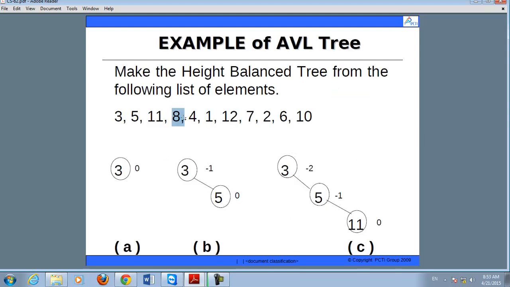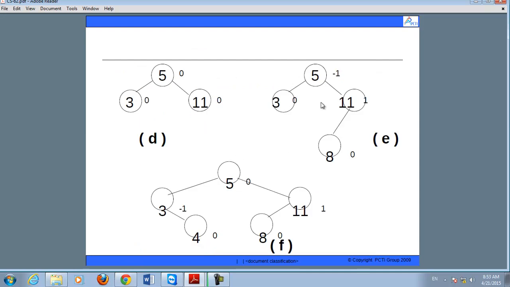Now after 11 you have to insert 8. 8 is greater than 5, it means it comes at the right side of the 5, but it is smaller than 11, it means it comes at the left side of the 11. Now again you have to calculate the balancing factor. All the nodes are balanced, that is 0, 1, -1. It means the tree is balanced.